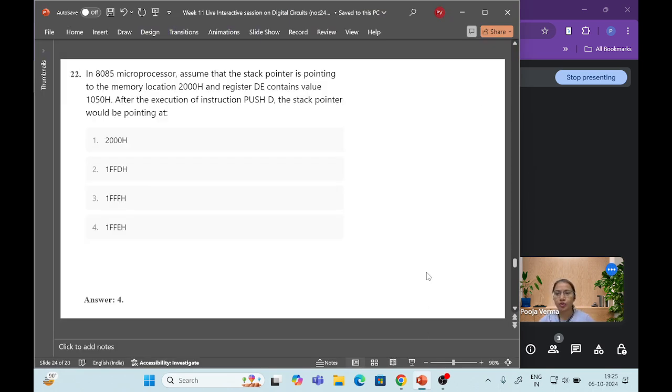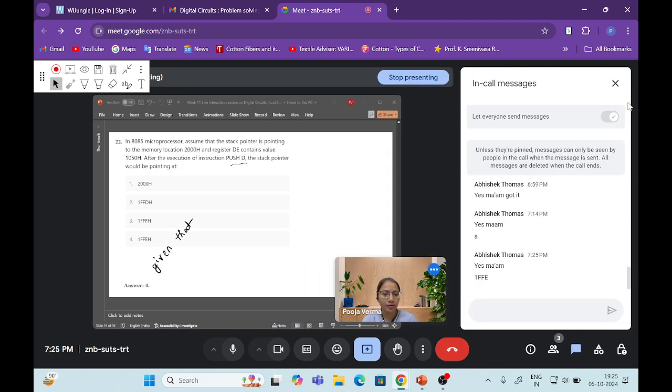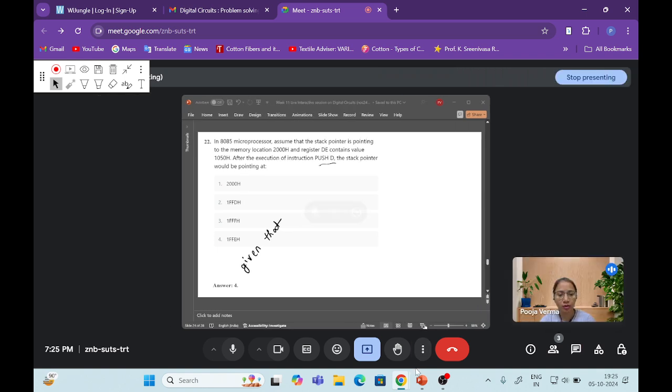The next question: in the 8085 microprocessor, assume that the stack pointer is pointing to memory location 2000H and register pair D contains the value 1050H. After the execution of the instruction PUSH D, at which location will the stack pointer be pointing? But how can we solve it? We will solve this question here.